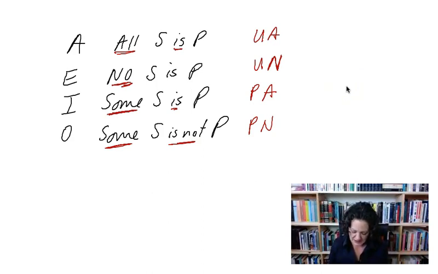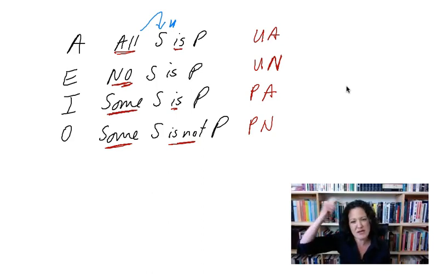So the A statement, the S is a universal S. Why? All S is P. Let's use an example. Let's just say something like, all baseball hats are black. Maybe someone's wearing a baseball hat, and we'll just make a statement, all baseball hats are black. So that's saying all of the S's, baseball hats, are black.